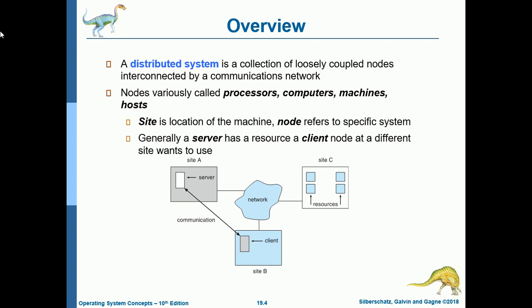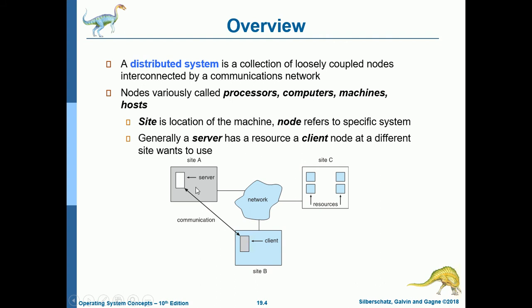So for the overview of this chapter, the definition of a distributed system is a collection of loosely coupled nodes interconnected by a communications network. These nodes, variously called processors, may be computers, machines, and hosts. A site is the location of the machine. Node refers to a specific system. So generally, a server has a resource, and a client node at a different site wants to use that resource. This is an illustration of a sample distributed system.